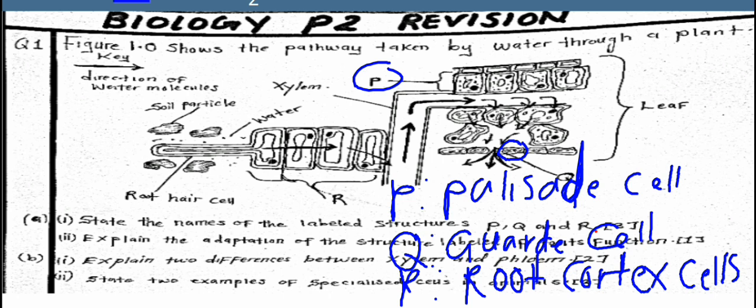So when it comes to the palisade cell, we can say it is the site where the process of photosynthesis takes place. So when I use the term site, I'm talking about the place. So site is same as the place. So the site for photosynthesis. And then as for the guard cells, they maximize and minimize the size of the stoma or the stomata. So that's a function, to minimize and maximize the size of the stoma or stomata.